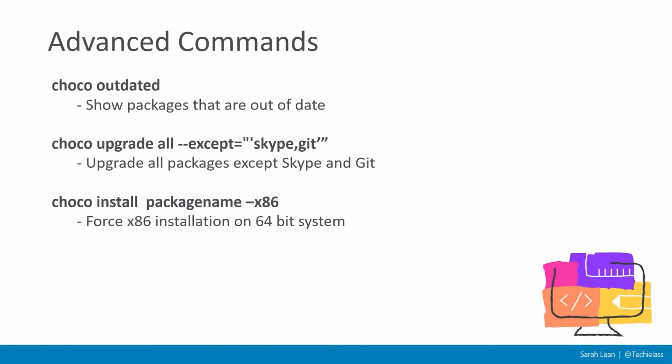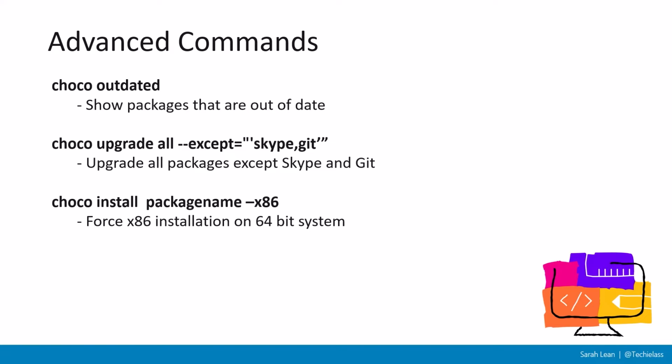Now, Chocolatey is a very powerful tool and there's lots of basic commands that you'll use. Some of the more advanced ones that I like are these ones on screen right now. So choco outdated, if you run that on your machine, it will show you all the packages that are out of date on your machine. So you could be several versions behind. This command will show you and then you can address it.